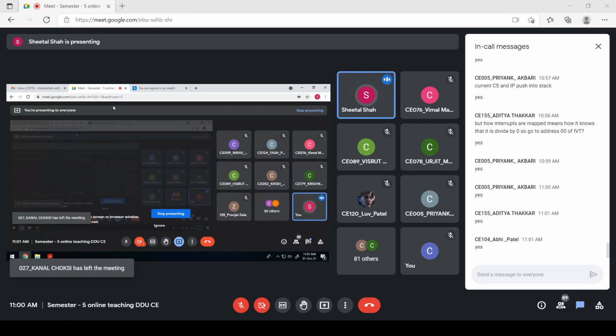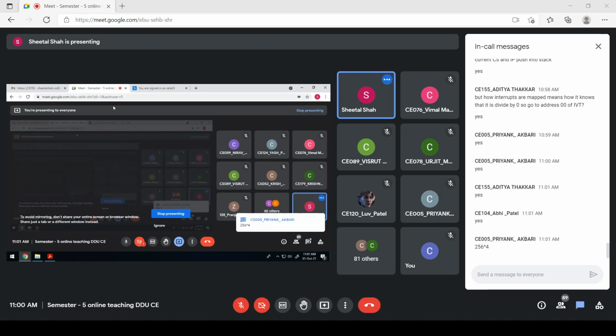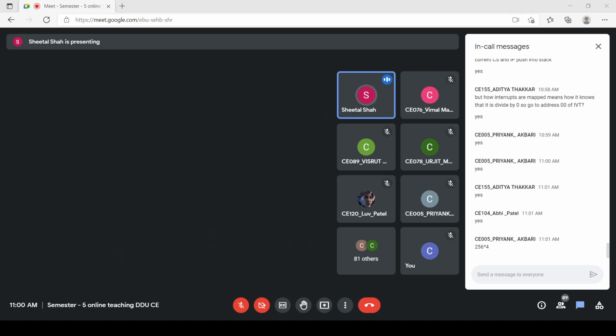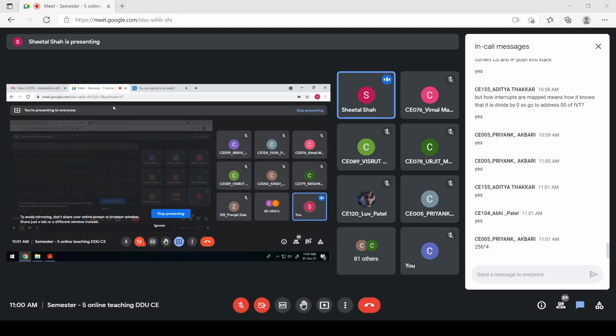What would be the size of the interrupt vector table? 256, very good. Because every interrupt would occupy 4 bytes, 2 bytes for the segment value and 2 bytes for the offset value, isn't it? So 4 bytes would be required for each of these interrupts. And since we are having 256 different interrupts, so 256 into 4. So the interrupt vector table size is 256 into 4, that is 1024 bytes. Hope you are getting this.